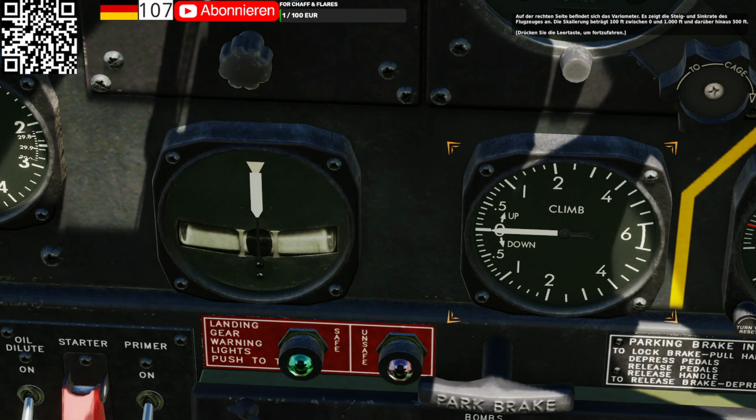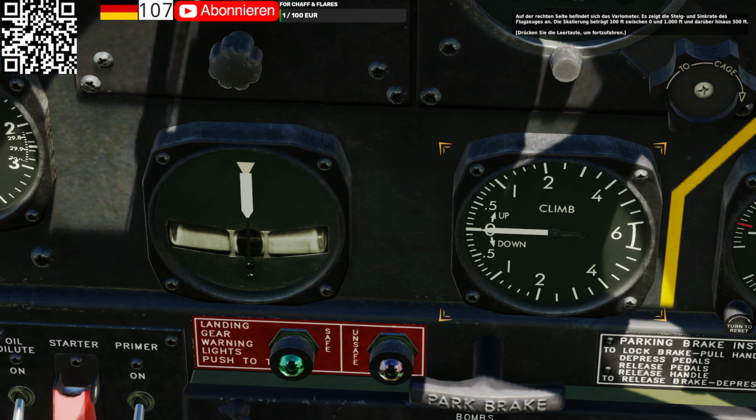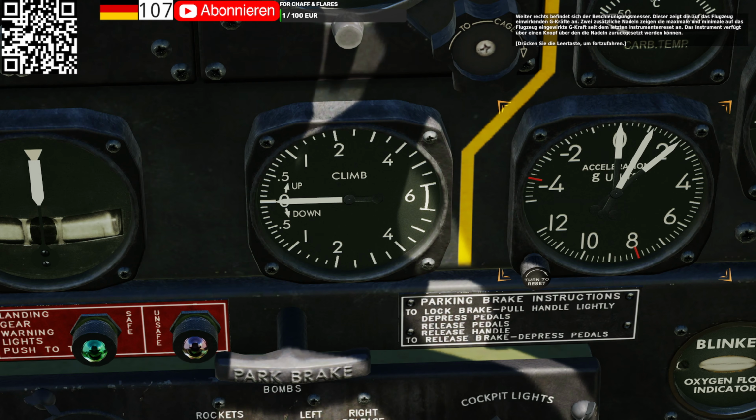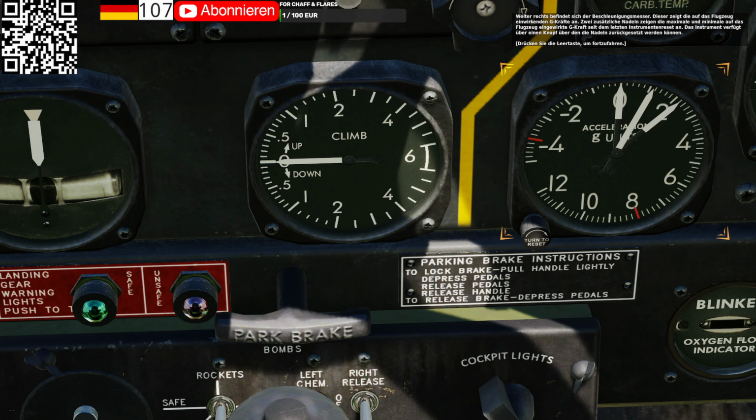To the right is the rate of climb indicator, which shows the climb rate in thousands of feet per minute. Further to the right is the accelerometer, or G-meter. This indicator shows the G-load factor experienced by the aircraft, as well as two additional needles that show the maximum and minimum G-loads attained since the instrument was last reset. The instrument includes a reset button used to reset the needles to 0.